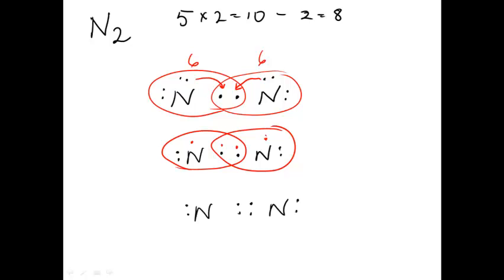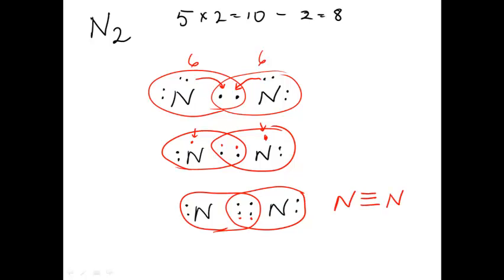I'm going to have to move one more electron, this one here and this one here, over to the space between the nitrogens. And now what that does is it makes each one of the nitrogens feel like it has 8 electrons. And what we formed here is a triple bond between nitrogens.